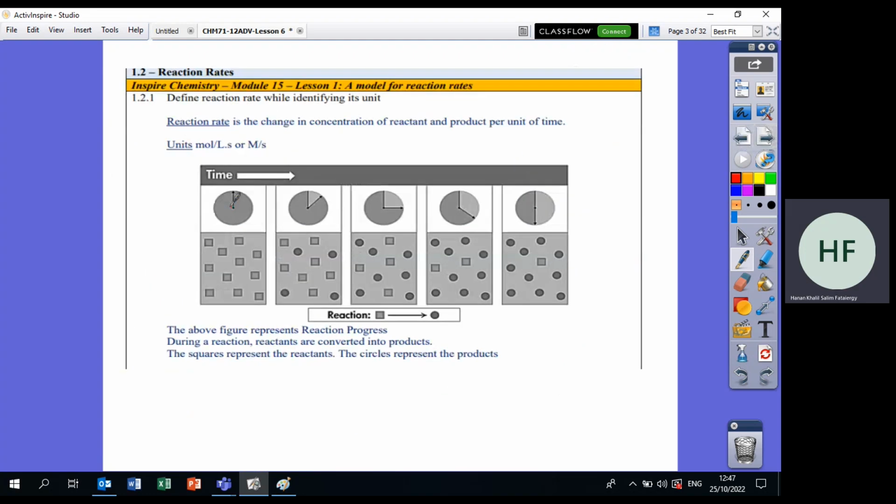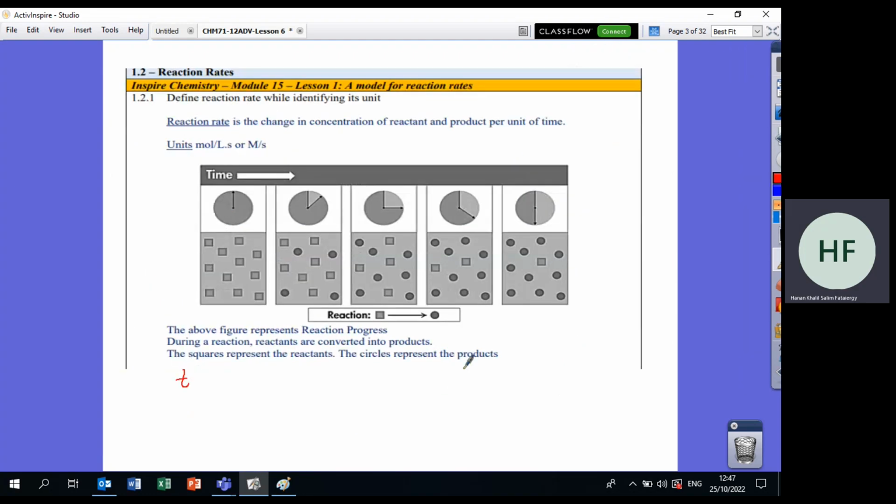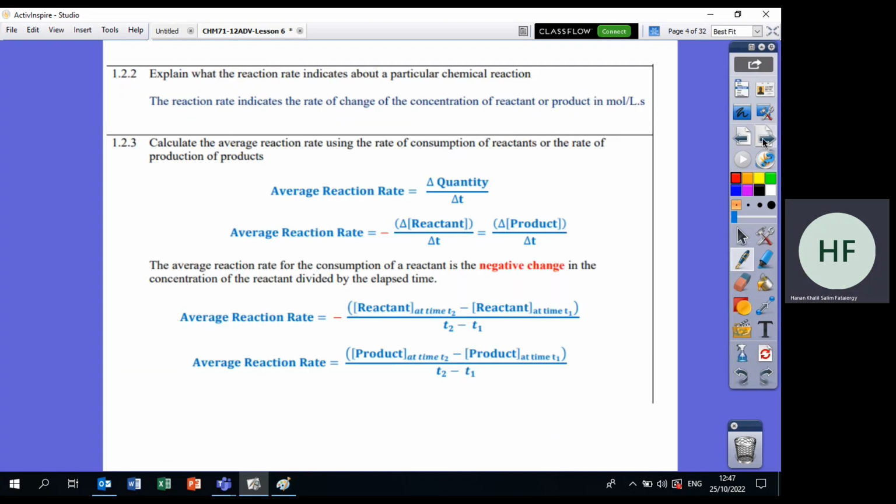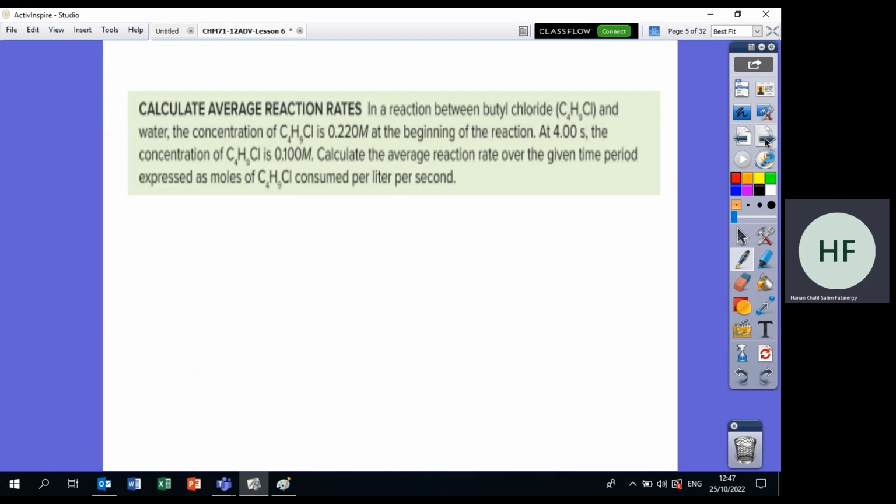Let's look here. As before, put the times in each case, put the reactants, which are the squares, and see the products, and tell me what's happening to the reactants and what's happening to the products. Pause the video and do this exercise. Okay, now this is what we said before. Now let's do this question.